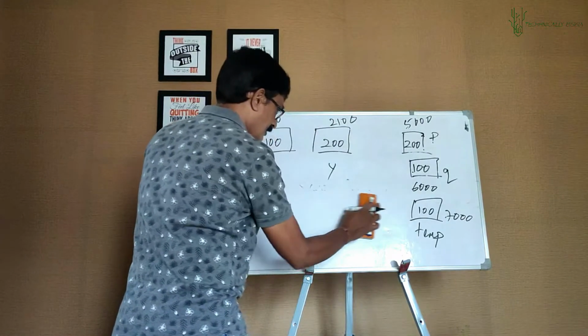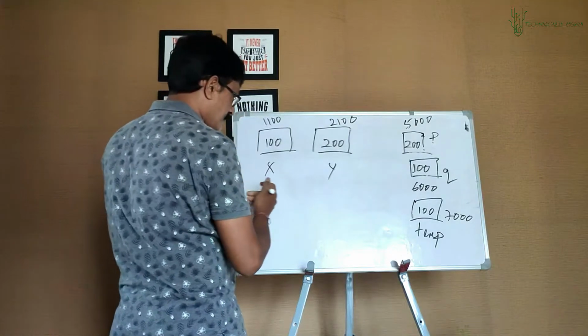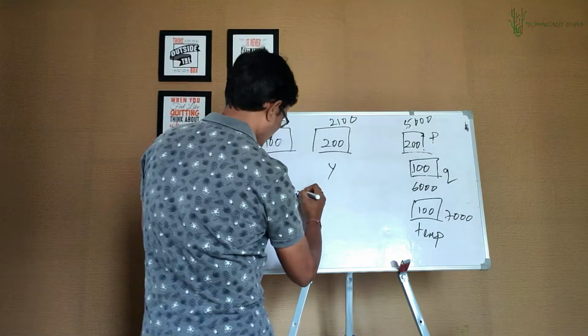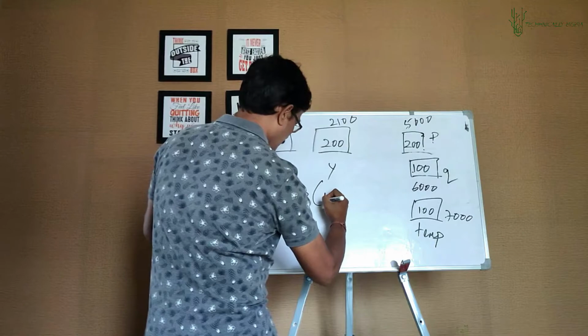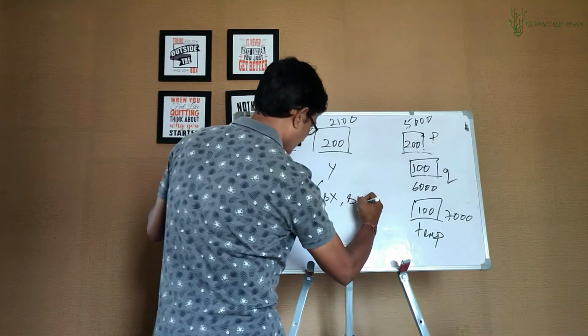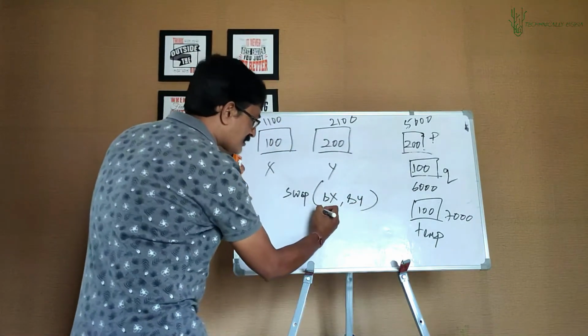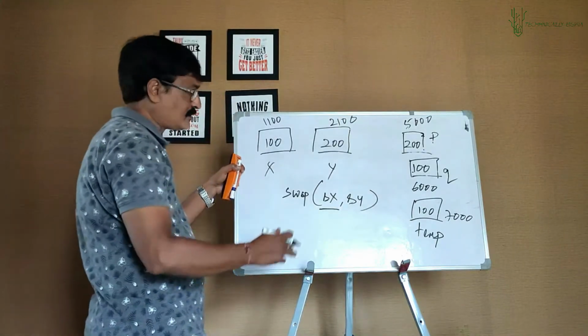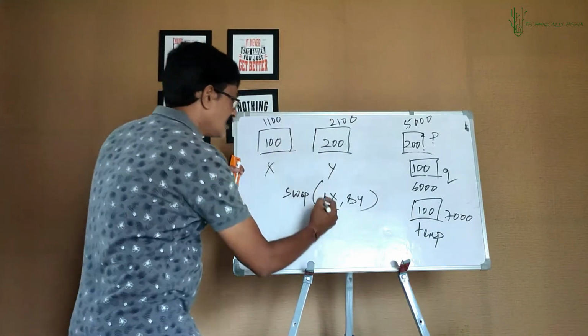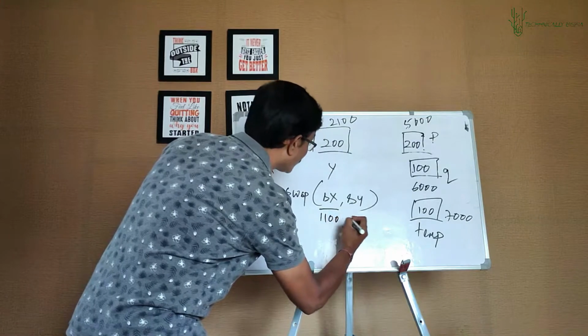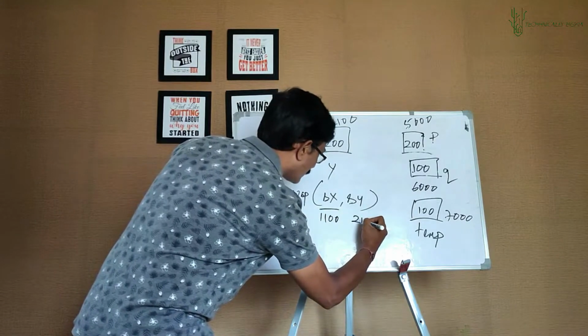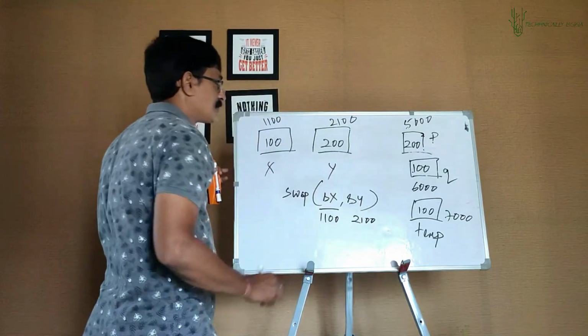Okay, first of all, we said swap ampersand x comma ampersand y. So what are we passing? Remember last time we were passing the values. Now we are passing the addresses. So what are we passing? 1100, 2100. The address of x and address of y.